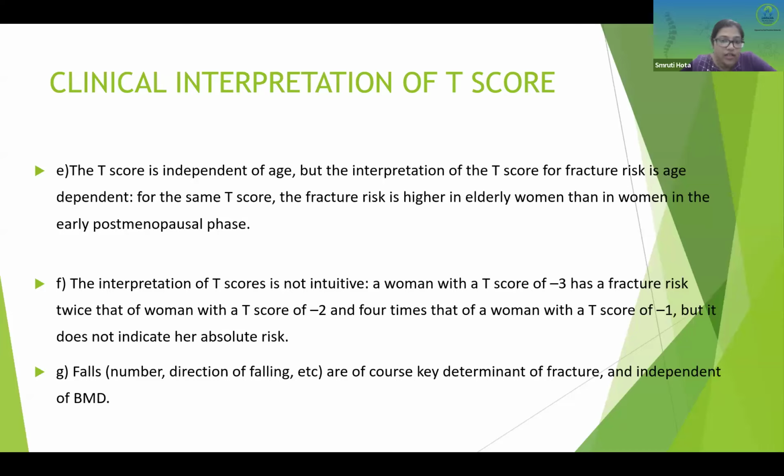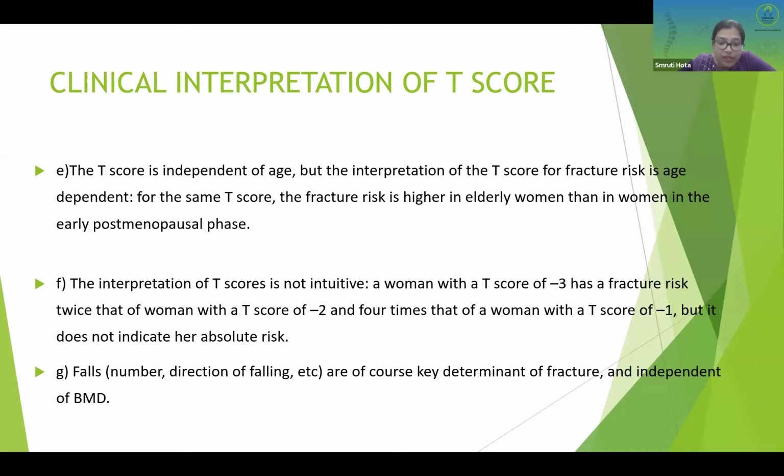Now let us interpret in real life. It is important to remember that the T-score itself is independent of age, and it's purely a comparison to a young healthy adult, but the meaning of the score changes with age. For instance, an elderly woman with a T-score of -2.5 carries a much higher fracture risk than a recently postmenopausal woman with the same score. Why?